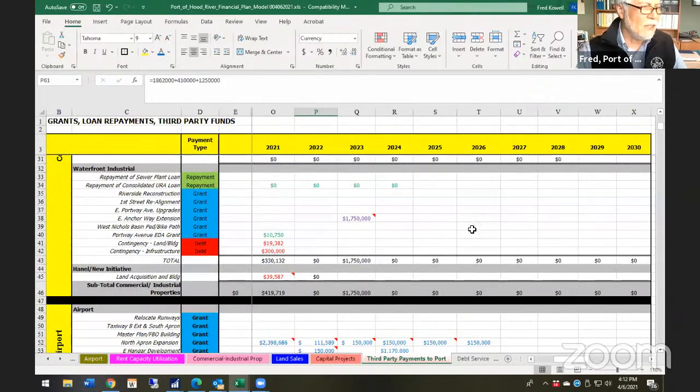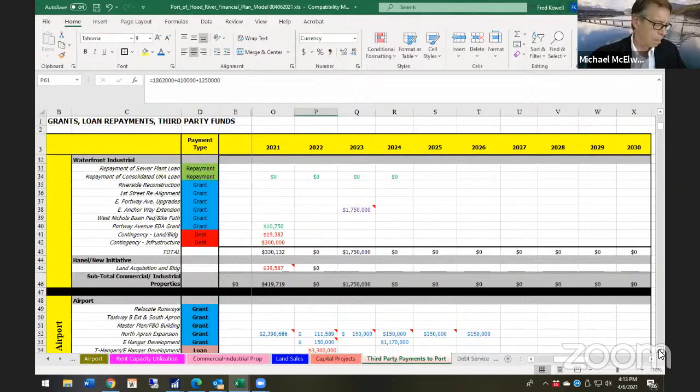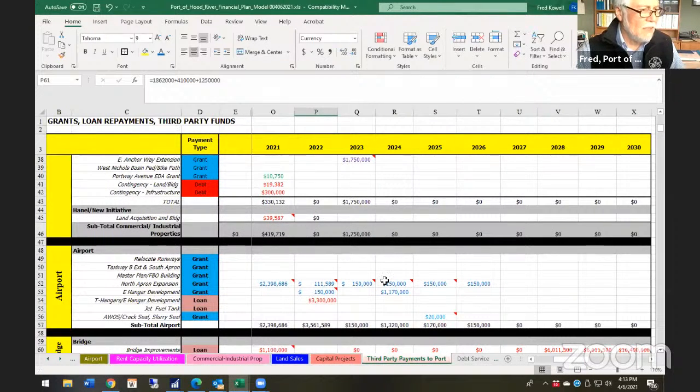Here we go. When I earlier talked about the grant work with regard to the water lot 1 and Anchor Way, here's some of that grant work that offsets some of that capital, if not all of it. Likewise, we have all the work with regard to the airport. Like I said earlier, in this case, the commercial hangar, we're using debt to finance that capital expenditure. And then here's all the other FAA grants, their NPE grants.